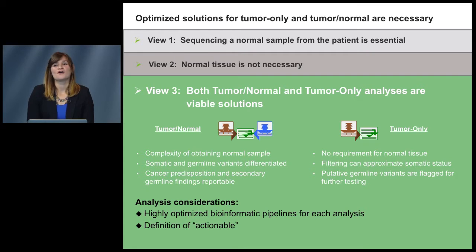So in conclusion, we offer a third view in the tumor profiling debate, where both tumor-normal and tumor-only analyses are viable solutions. When a normal sample can be obtained, it should be analyzed together with the tumor so that somatic and germline calls can be differentiated. Cancer predisposition and secondary germline findings can, and some should, be reported, but care must be paid to proper classification, consent, and education. When a normal sample is not available, which is often the case in clinical settings, sophisticated filters and annotations can be used to approximate somatic status, although many germline variants will still come through, as we saw today. But putative germline variants can be flagged for further testing.